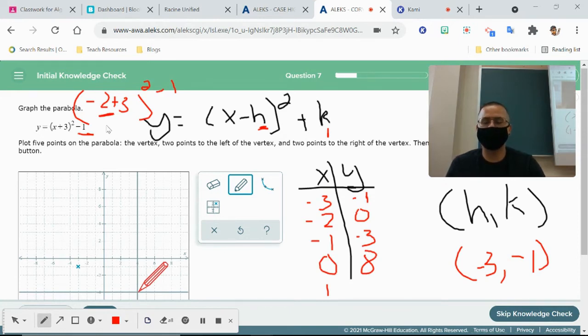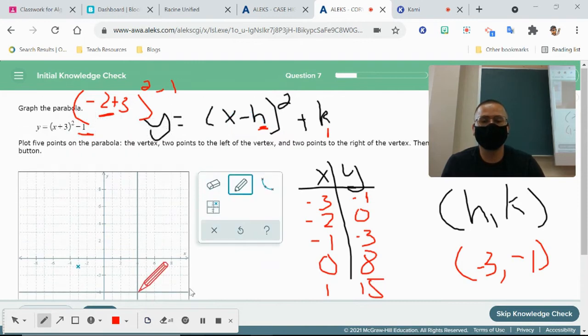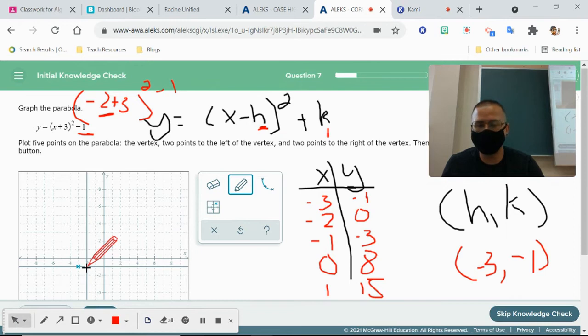I feel like I did something wrong here. We put in a 1. 1 plus 3 is 4. 4 times 4 is 16. Minus 1 is 15. So yeah, I'm pretty sure I did something wrong here. I feel better about these points on the right. So we get, oh, that's why. Bruh, I messed up completely.